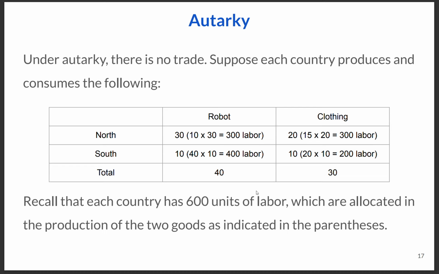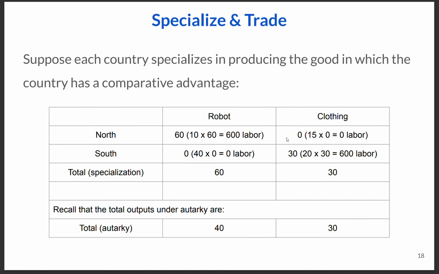Now suppose that they specialize in producing the goods in which the country has a comparative advantage. That means the North only produces robots with all of their labor, while the South produces only clothes with all of their labor. The first thing to notice is that now the world still has 30 containers of clothes. But the total world output of robots is 20 more than the total output of robots under autarky.